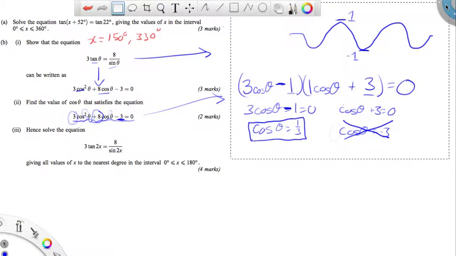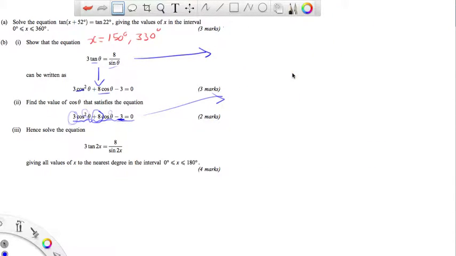But if you, again, know a little bit about your trig stuff, hopefully that won't be too much of a stretch for you. All right, and finally, we have this. Solve this equation and give the values of x to the nearest degree. Important to note here, this is the same exact thing we solved for in part BI, except instead of a theta, we now have a 2x.